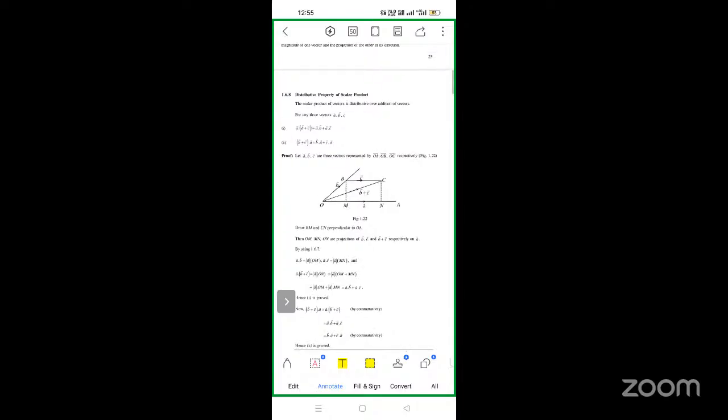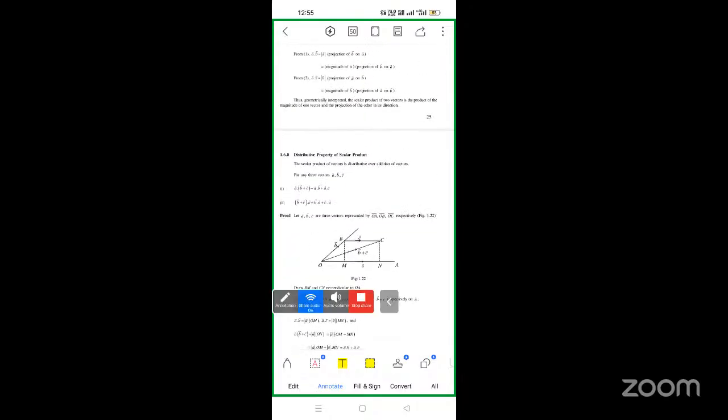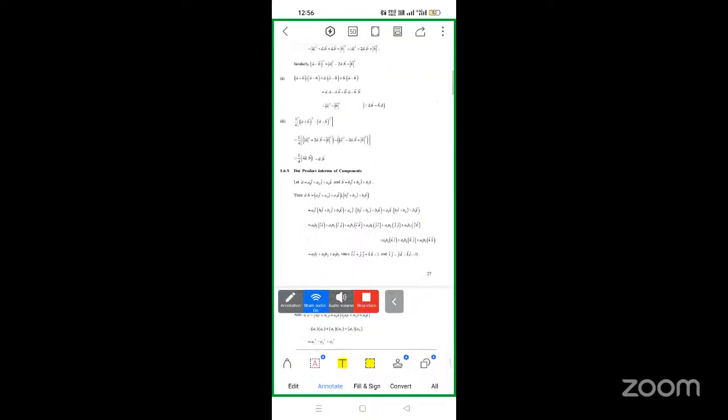The next is the distributive property for scalar product. The scalar product of vectors is distributive over addition of vectors. For any three vectors A, B, C, A dot (B plus C) equals A dot B plus A dot C. Similarly, (B plus C) dot A equals B dot A plus C dot A. So this is the distributive law of scalar product.